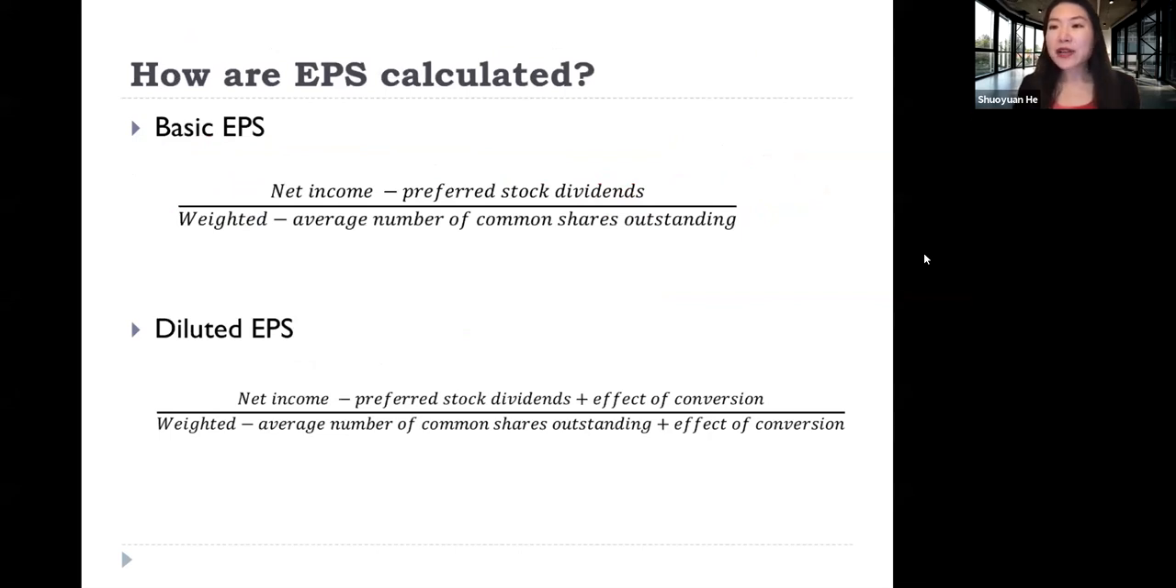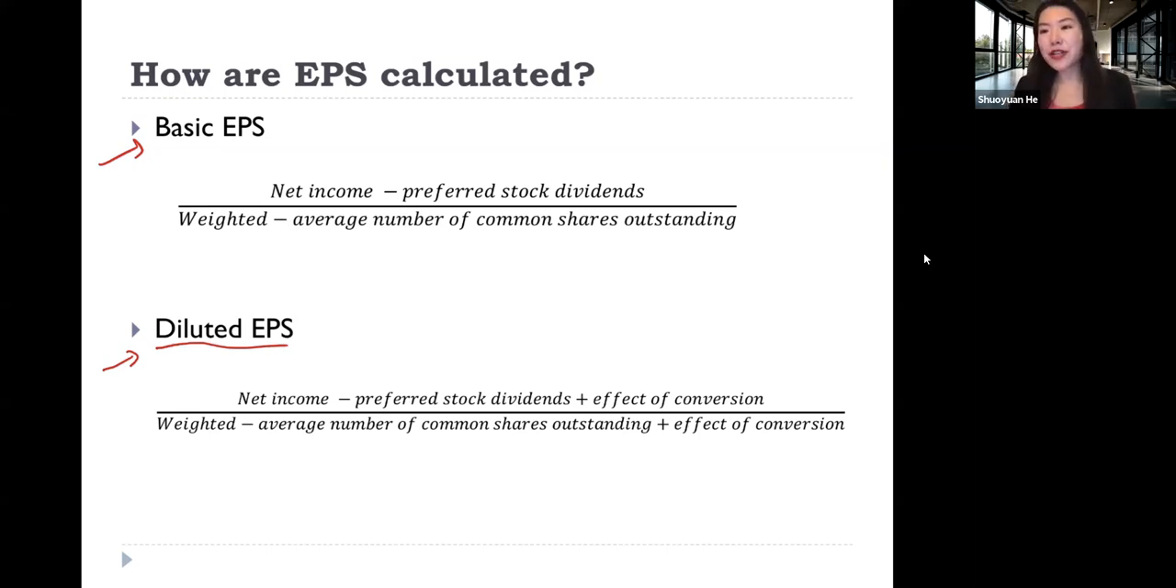And how to calculate EPS? So this is the formula. And for this course, you only need to know basic EPS. I'm also giving you the diluted EPS formula here, but just for this course, what is required is only basic EPS. So how to calculate basic EPS?